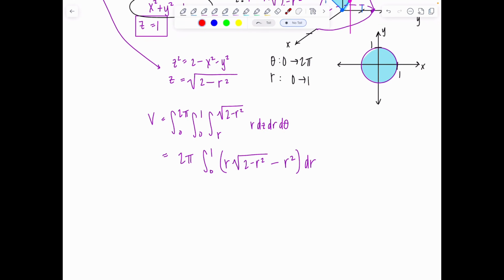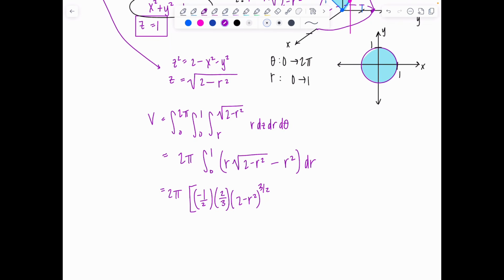That way we don't have to split this into two integrals. Keep the 2 pi out there, okay? If you were to u-sub it, you'd let u equal 2 minus r squared. du would be negative 2r dr. I don't have a negative 2, so when I integrate, I'll pick up a negative 1/2. Then 2 minus r squared is currently to the 1/2 power. If I integrate, I'll add 1 to the exponent. It'll be to the 3/2. And then I have to divide by that new exponent.